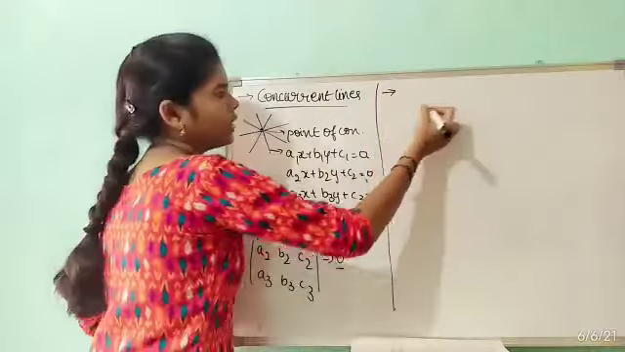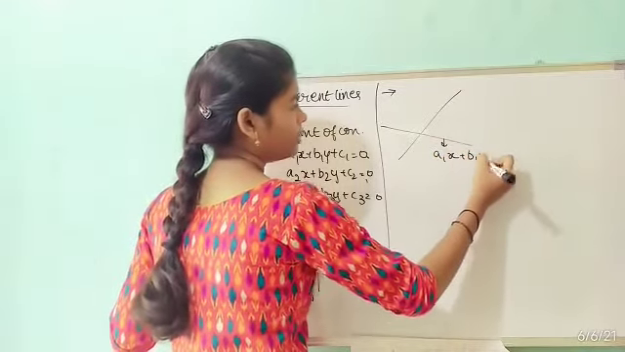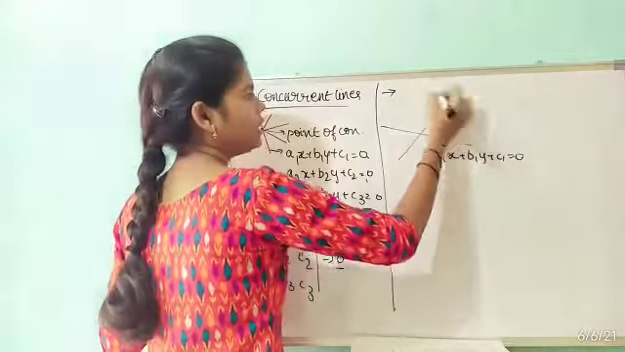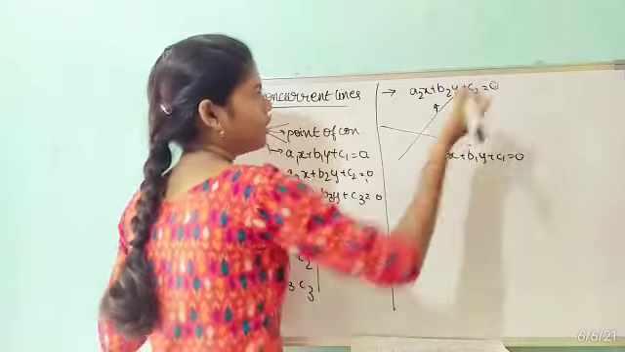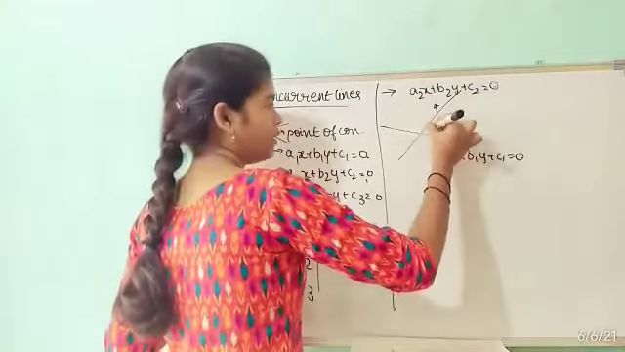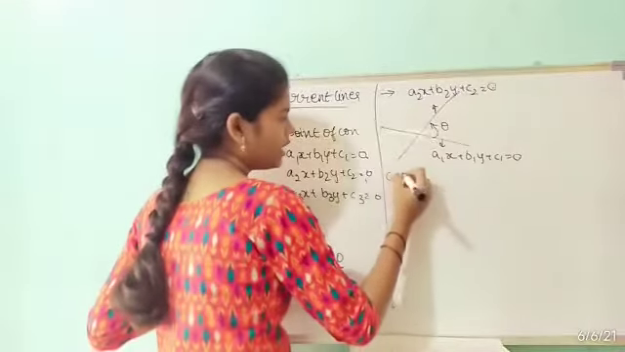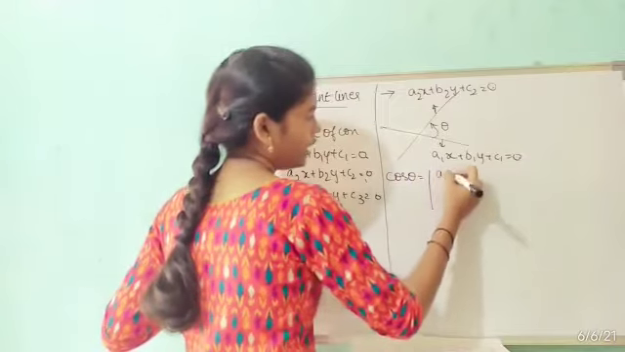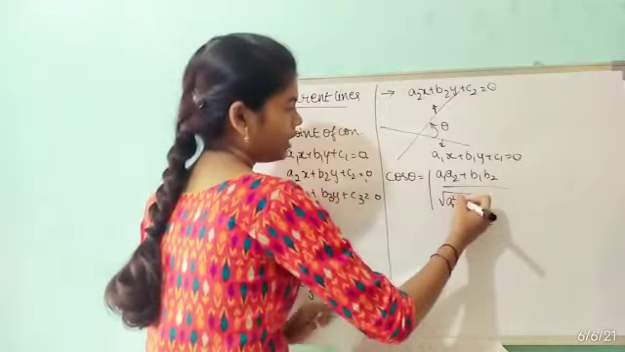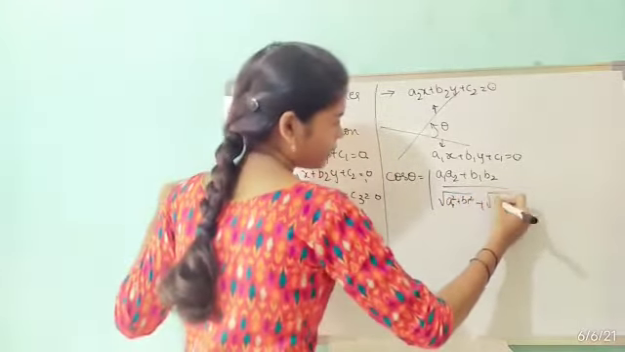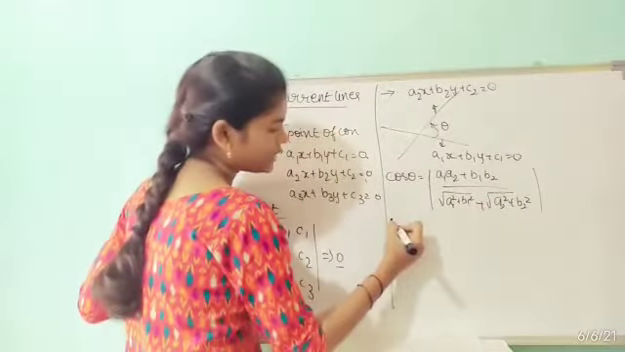Moving on to the next, suppose we take any two lines, a1x plus b1y plus c1 is equal to 0 and a2x plus b2y plus c2 is equal to 0. These two lines are given and the included angle is theta. In order to find this theta, we have a few formulas: cos theta will be (a1 a2 plus b1 b2) by root over (a1 square plus b1 square) times (a2 square plus b2 square).